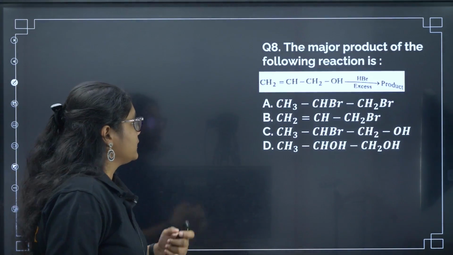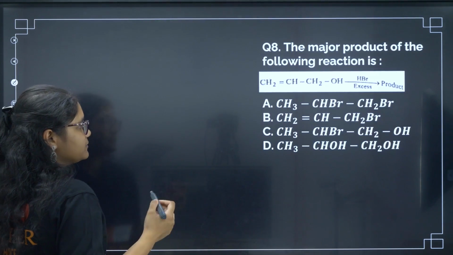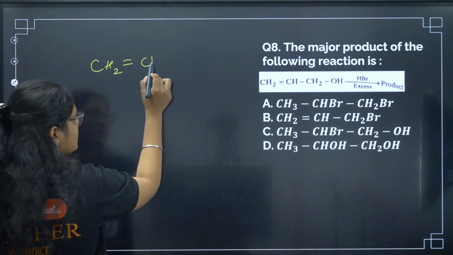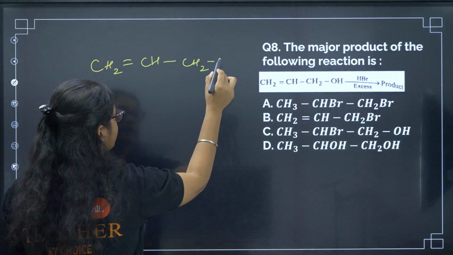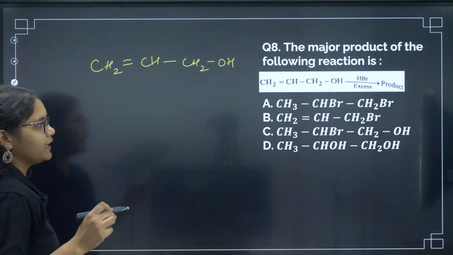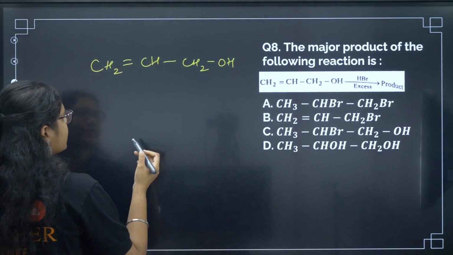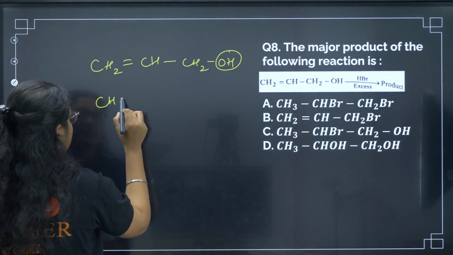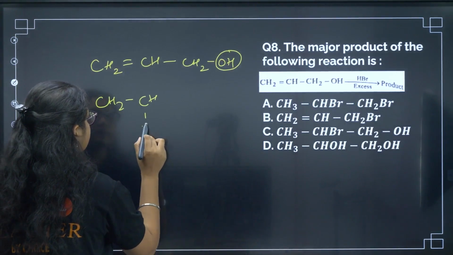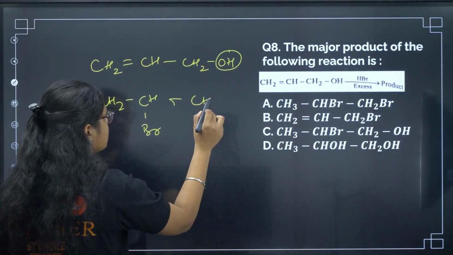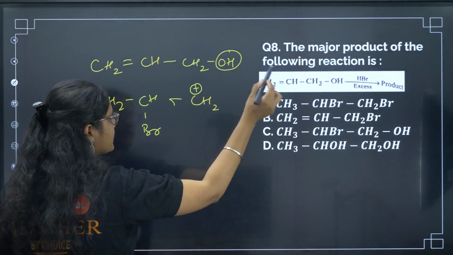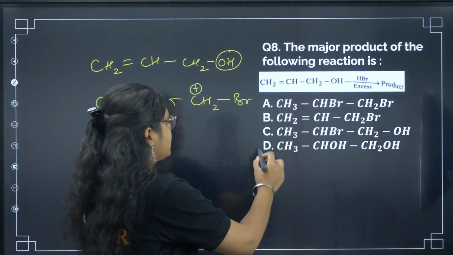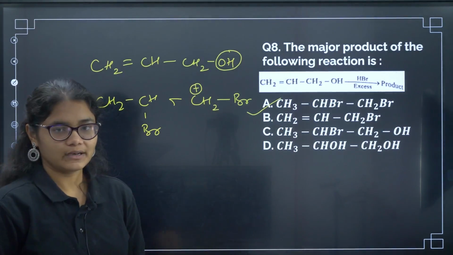Next, the major product in the following reaction, HBr is taken in excess. So we have this one, CH2=CH-CH2OH. Okay. So when you have taken HBr in excess, first of all, substitution can take place here and addition can take place here. So we will get this one on addition, and here we can first get a carbocation, then the excess bromine will also add here. So we'll get bromine here. Okay, so the correct answer for this question will be option number A.